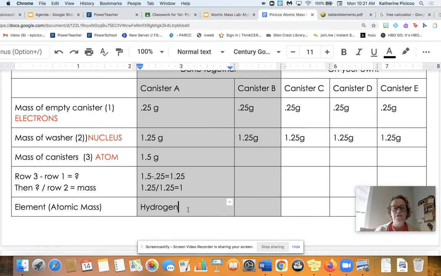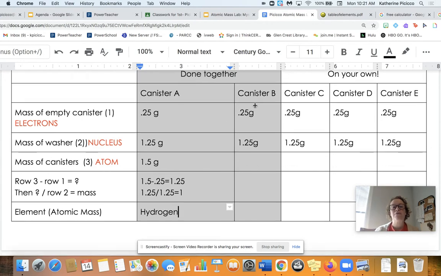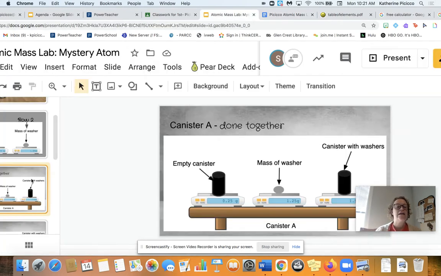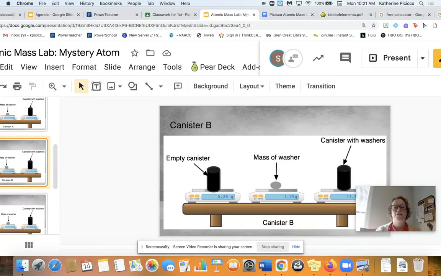So make sure this is all filled out, and let's try canister B. Stop the video if you need to. Okay, so let's try canister B. So the same thing remains, right? The electrons are 0.25. One washer is 1.25. But let's go and see what this canister B weighs. So we're going to go to slide canister B, and we're going to see what the end is.